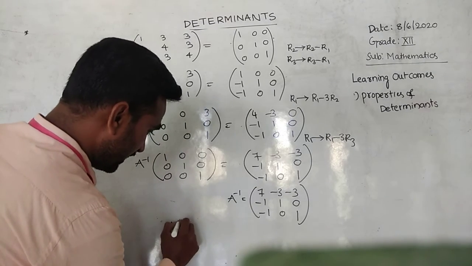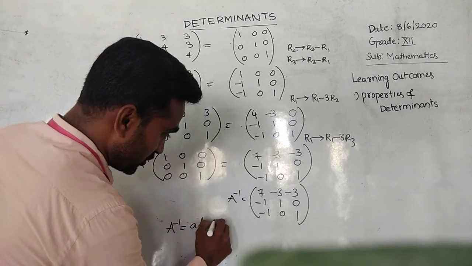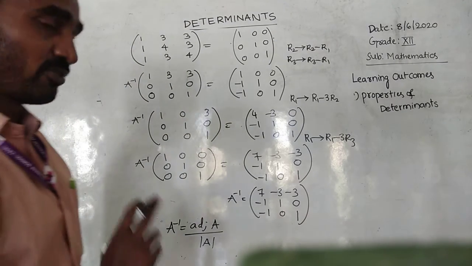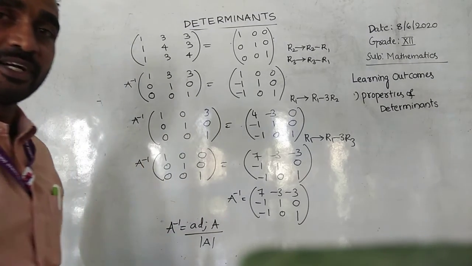Same way you can find A inverse is equal to adjoint A by det A. Find det A, thereafter find adjoint A, and you can find A inverse.